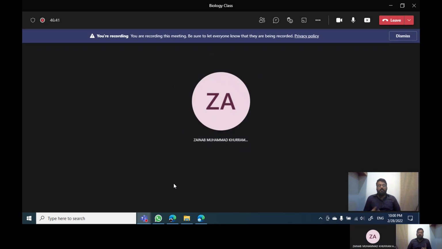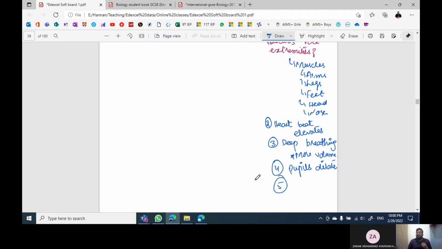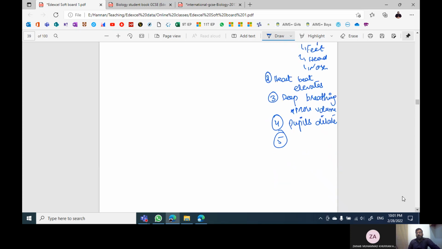The pupils dilate and you are more aware. Your vision becomes broader and you are more aware of the surroundings, so you may receive every small movement going around you. So this is another thing, pupils dilate. And then you get goosebumps because your muscles contract like this.